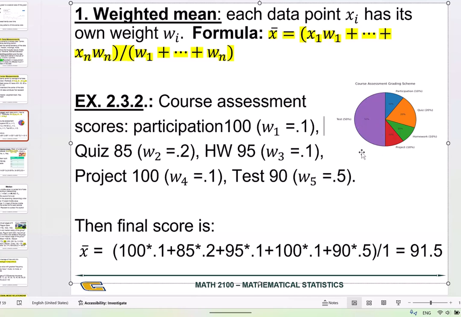So for example, this person has participation 100, quiz 85, homework 95, project 100, and test 90. Then you can get the final score easily by using participation times the weight plus the quiz times the weight, homework times the weight, project times the weight, and test times the weight, and then divide by the total. In this case the total is 100%, or 1. So you get a 91.5. And if you have a cutoff greater than 89.5 for an A, this person will get an A.